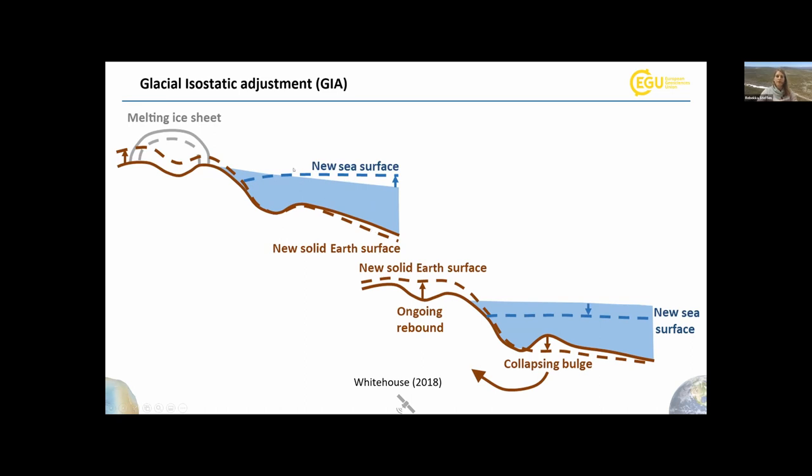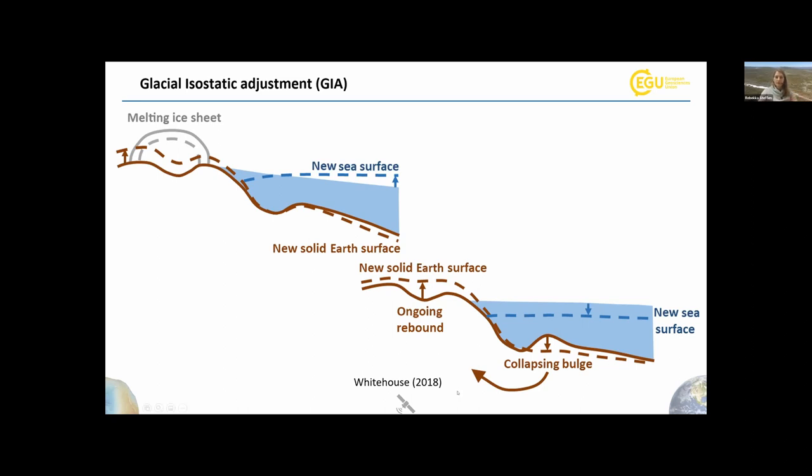If we now go on and have no ice left in the lower graph, we then have ongoing rebound because the Earth is not entirely elastic. In the first part of the years it responds elastically, but with the mantle being viscous, there is a time-dependent process involved. So when we have no ice left anymore on the Earth's surface, we still have the rebound ongoing in the area where we had an ice sheet.